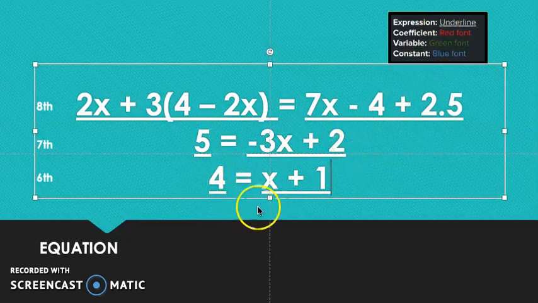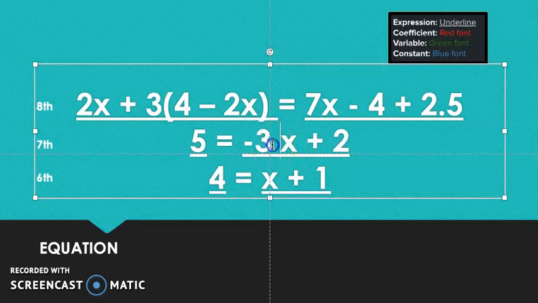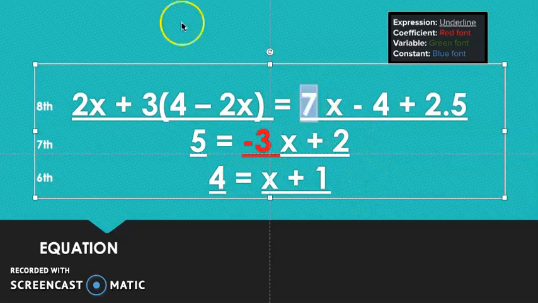Coefficients in red, co means with or together. So we're always looking for the number that is with or together with a variable. So there is 1. I'm going to put a little space so I can make it red.